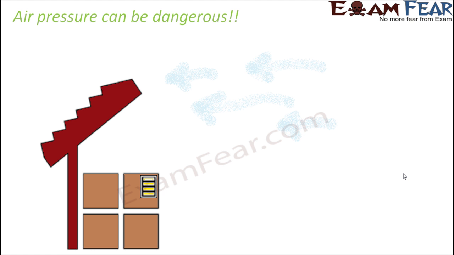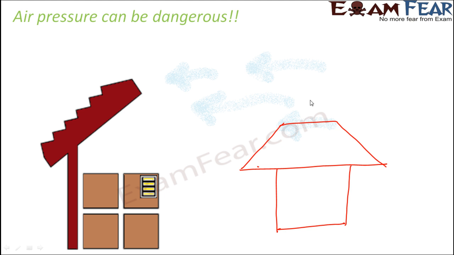So what happens during strong winds? What do we mean by strong winds? When we say strong winds, we basically mean winds which are blowing with a very, very high speed. Now when winds with very high speed are blowing above the roofs, that means the speed of the wind is more, therefore the air pressure is going to be very less above the roof. Let's say this is a house.